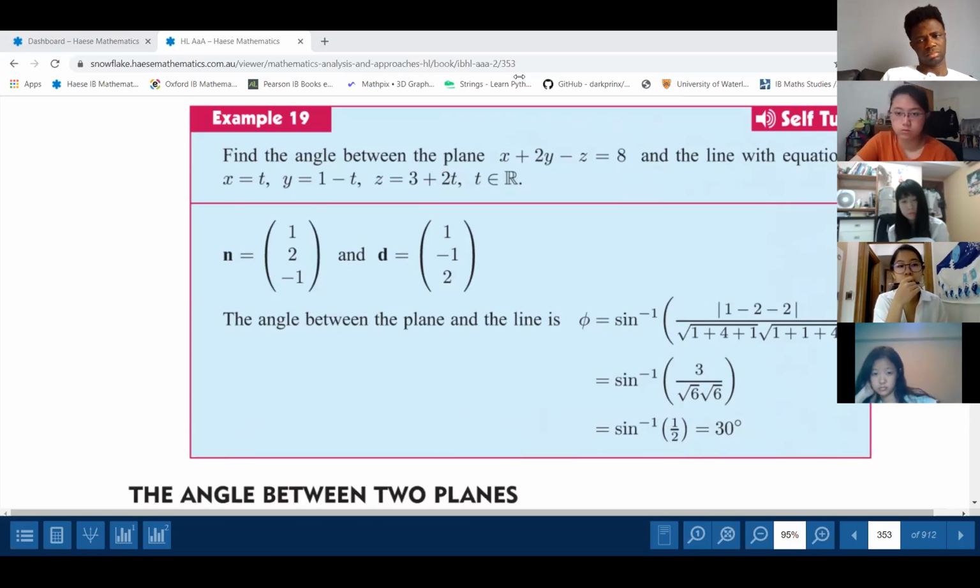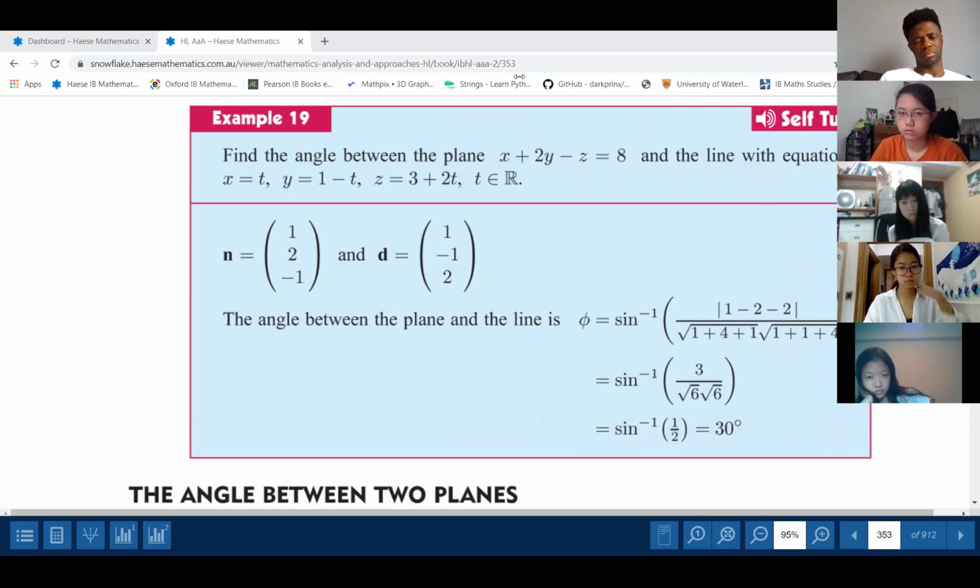Since the normal is perpendicular to any vector in the plane, we can construct a right-angled triangle as shown. If phi is the angle between the line and the plane, then sine phi must equal cosine theta. We take the inverse sine to find phi. In this example, the equation of the plane is given in Cartesian form, so the coefficients of the variables tell us the normal vector. The line is given as parametric equations, so the coefficients of the parameter are the components of the direction vector. We now use these vectors in the formula.